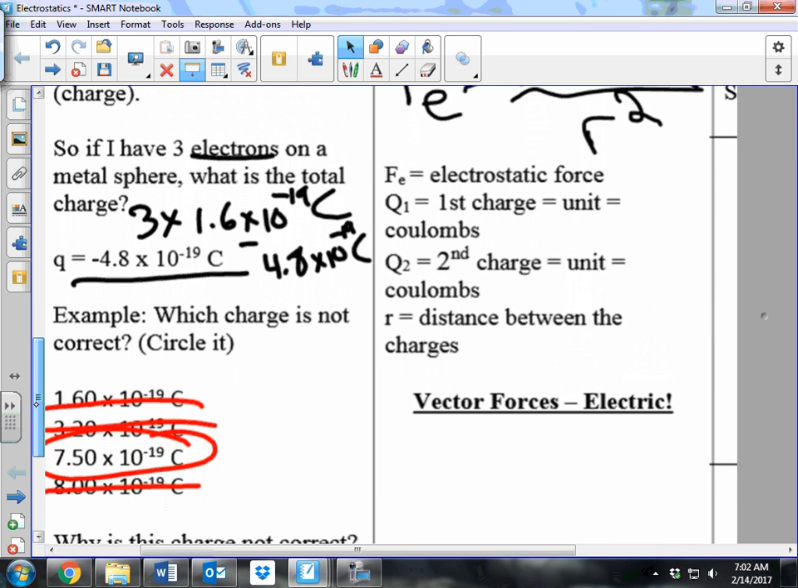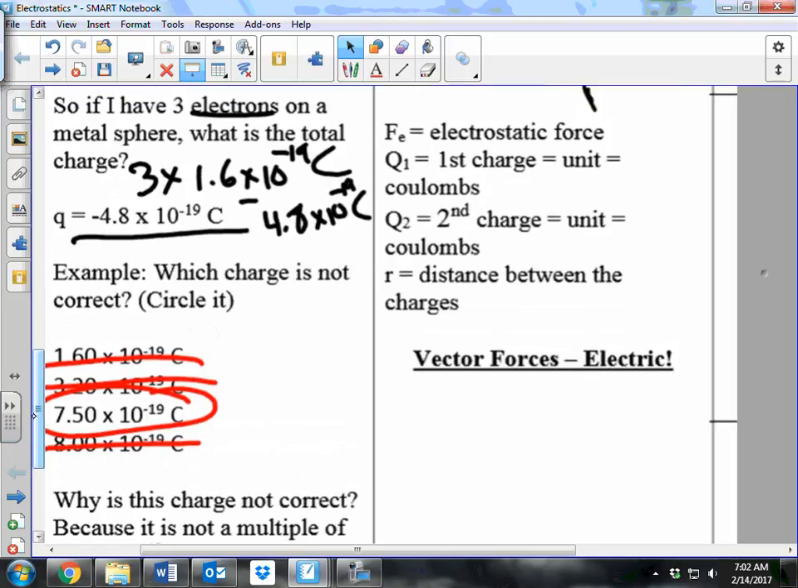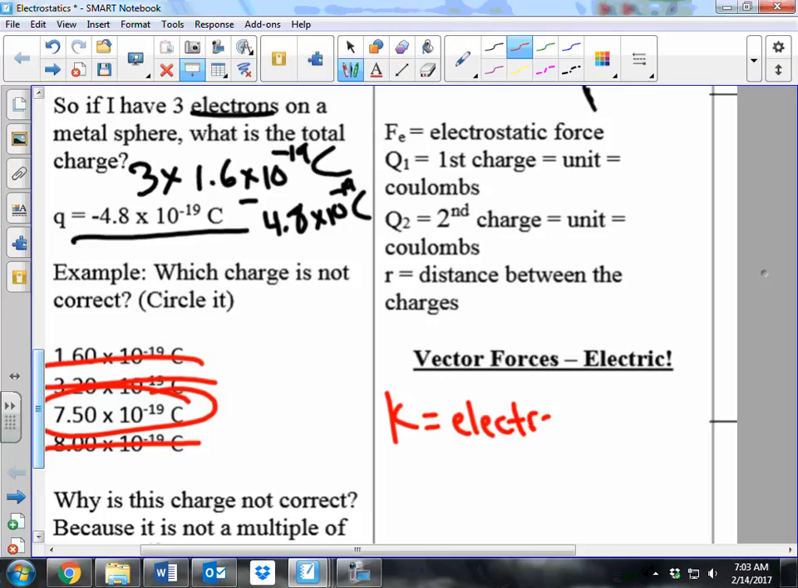Okay. One thing that I did not write down on here for some unknown reason is k. k is the electrostatic constant. And that value is in your reference table. I don't have one right in front of me, so look it up on your reference table and write it in your notes. I'll add it to the next notes.